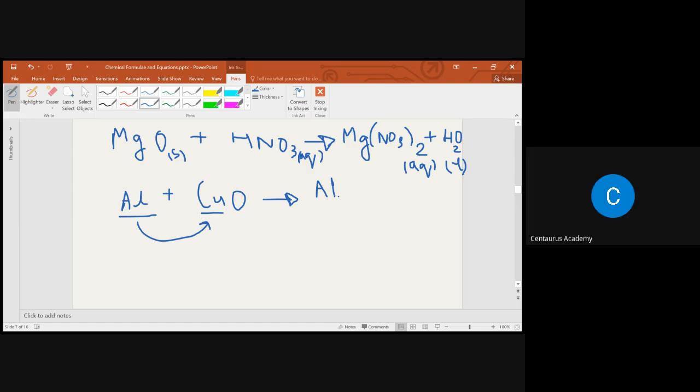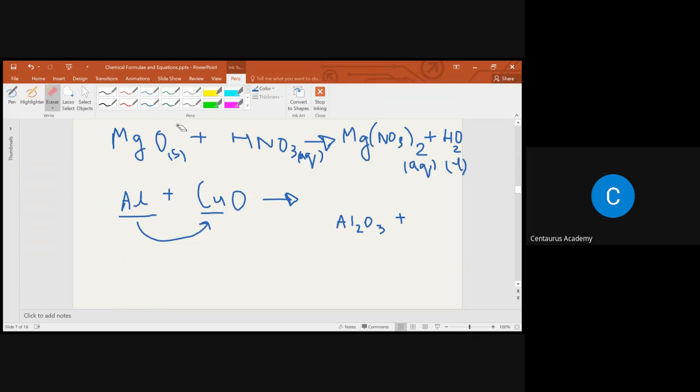Aluminium oxide. And what will be the formula for aluminum oxide? ALO. Okay, aluminum is 3 plus. Oxygen is 2 minus. What should be the formula? Al2O3. Yes, very good. So Al2O3 is the formula for aluminum oxide. Plus, what is the other byproduct? Can someone identify?